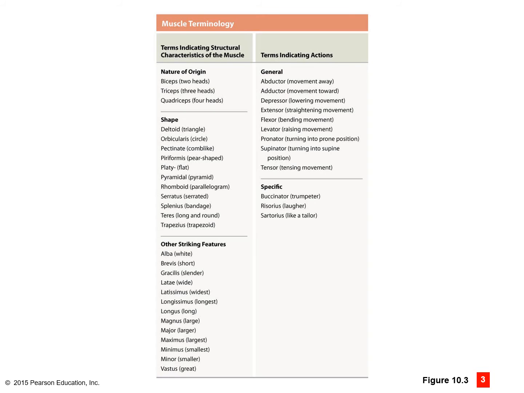Other things are very specific to regions. Things like buccinator is going to mean trumpeting or cheek. Risorus means laughter, and serratus is like a saw, or a tailor, because of how it comes down at the angle and wraps around.